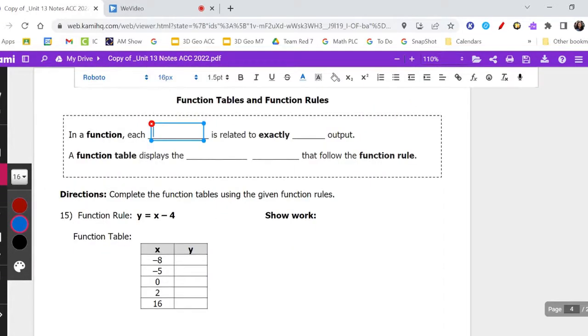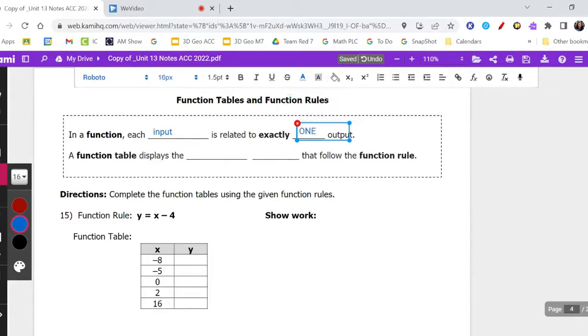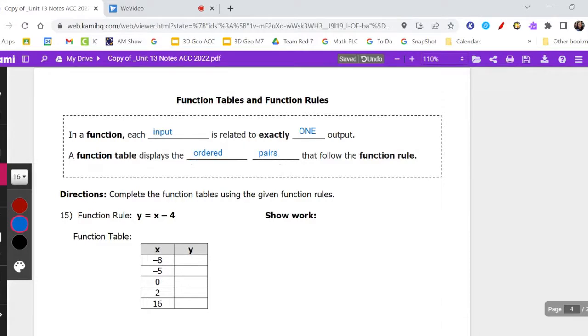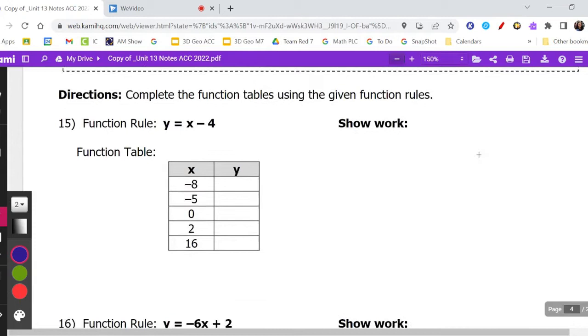So first, in a function, each input is related to exactly one output. That's what we really were stressing in the last few pages. A function table, which is what we're about to go through, displays the ordered pairs that follow the function rule. So here's a function rule, y equals x minus 4, and we're going to complete the function tables using the given function rules. So if every y is just x minus 4, then let's figure out what these y values must be. Okay, I'm zoomed in a little bit.